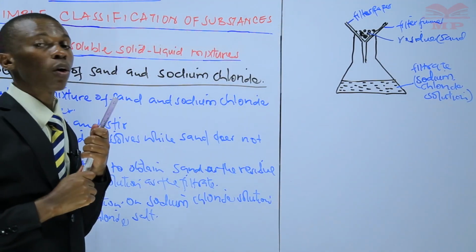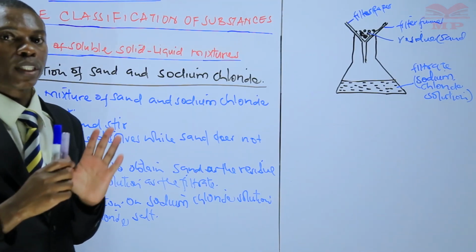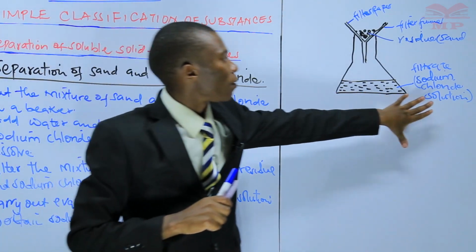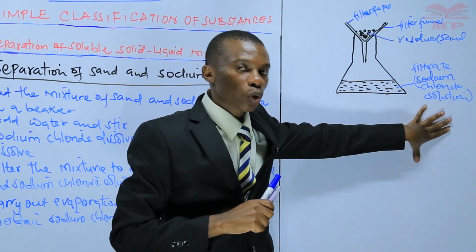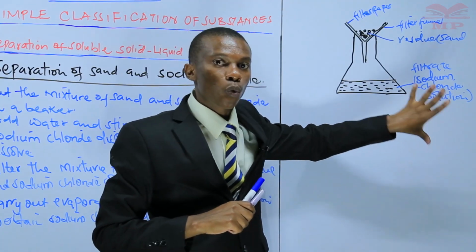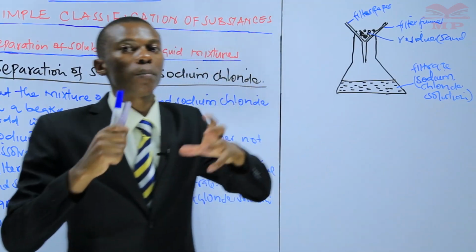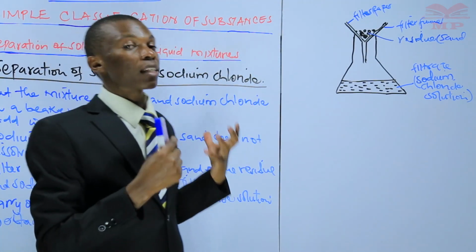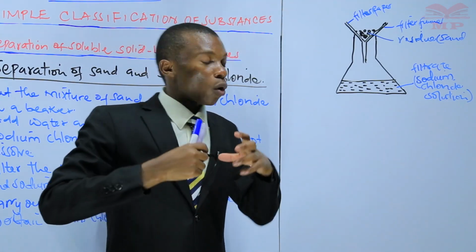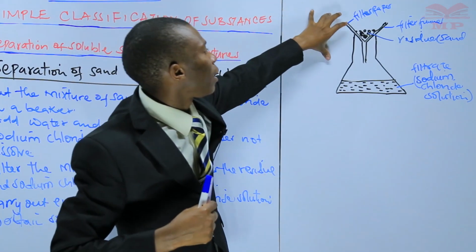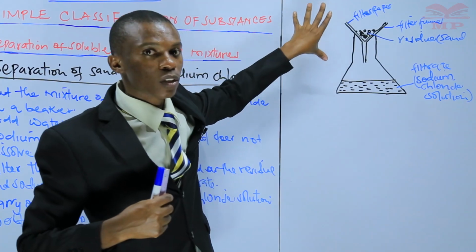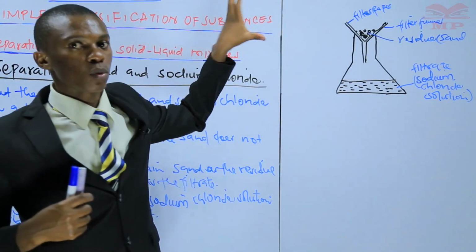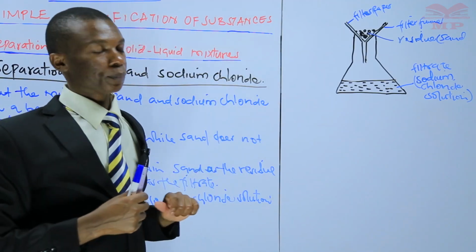Remember when we talk about a solution, it contains a solute and a solvent. Therefore, in this solution, we have sodium chloride, the solute, and water. That is now what is forming that solution. That is now the first step. You will now have separated sand from sodium chloride.